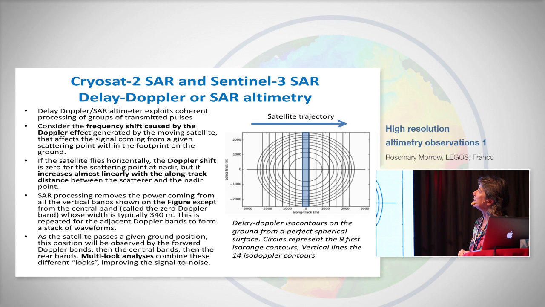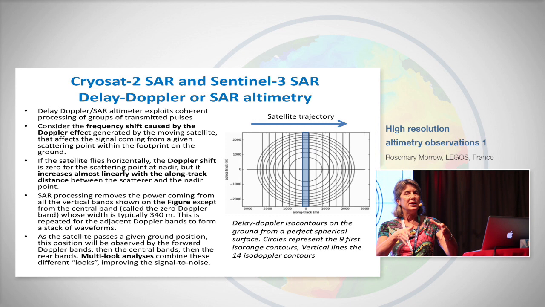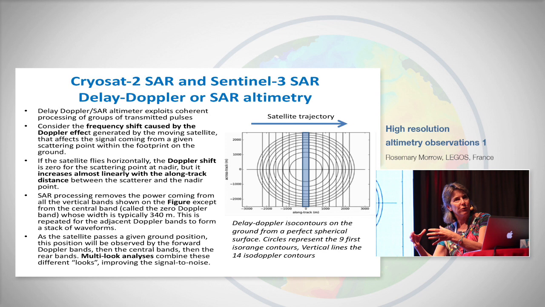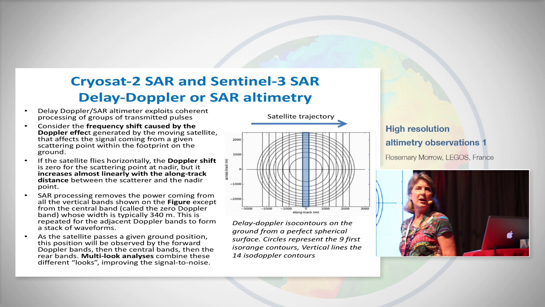The third type of technology is when we use the new SAR along-track technology, or more precisely, delayed Doppler altimetry. The previous missions have analysed the individual pulses and just averaged those individual pulses. SAR uses the fact that the satellite's moving over time, and that movement introduces a frequency shift, like a Doppler effect, because of the moving satellite.